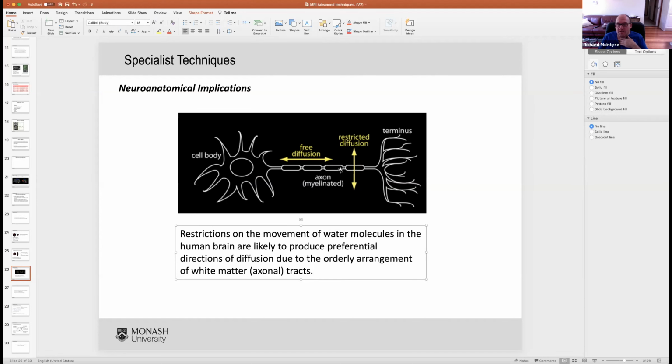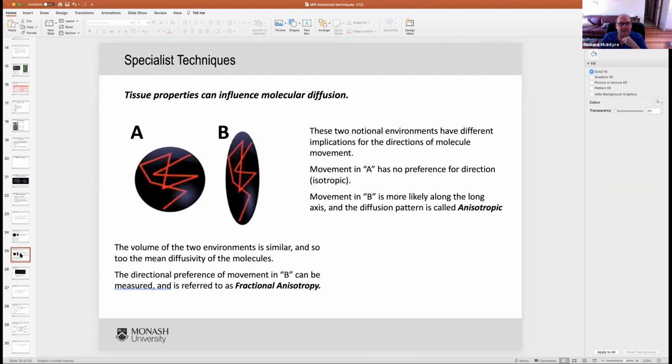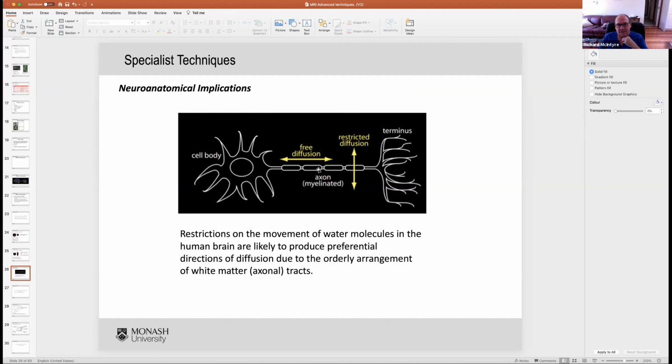The water in your cells is preferentially moving along the direction of the axon. Which means that diffusion is fractional, it's anisotropic. The diffusion of water in this nerve is not free to move in any direction. It will move along the direction of the nerve. It will not move, or it is very unlikely to move across the nerve membrane. Okay, does that make sense? So the water is moving along the nerve.